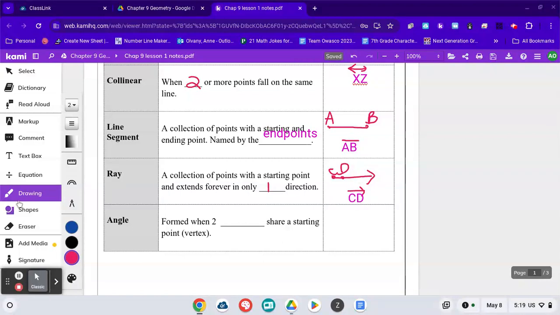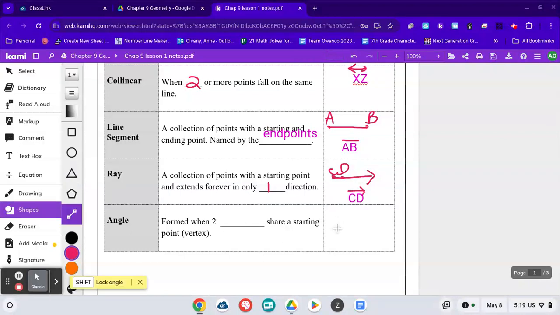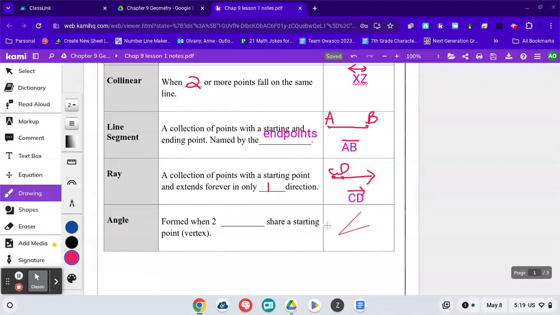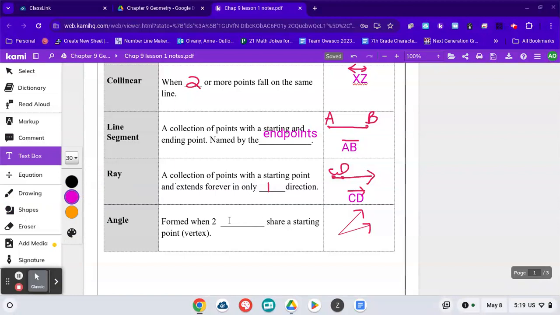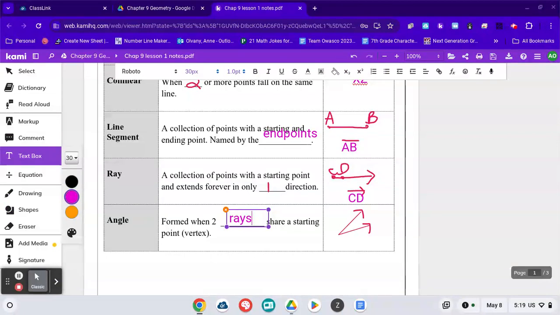Now, if you take 2 rays and put them together, here's a ray, and here's a ray, right? These are extending endlessly in one direction. We now have an angle. So we get an angle when 2 rays share a starting point, which we will call the vertex.